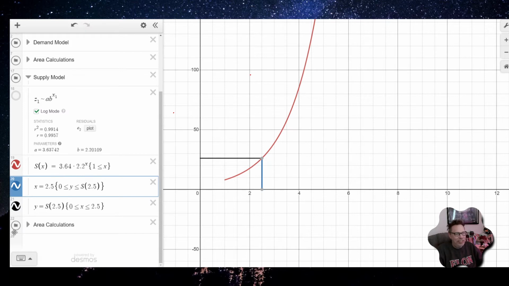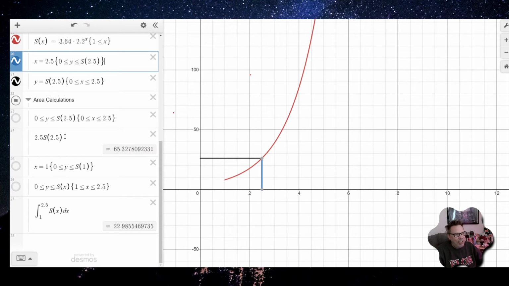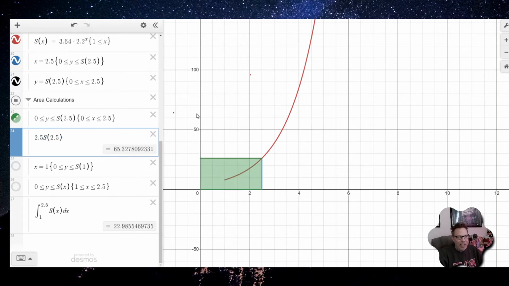For the area calculation, I'm going to have Desmos do some of the work for us here. My area calculation is right here. It's 2.5 times s of 2.5, where s is this curve right here. The actual area that we're looking at is this green area right here. This is called the producer's revenue. It's the number of coins that they want to sell times the price.